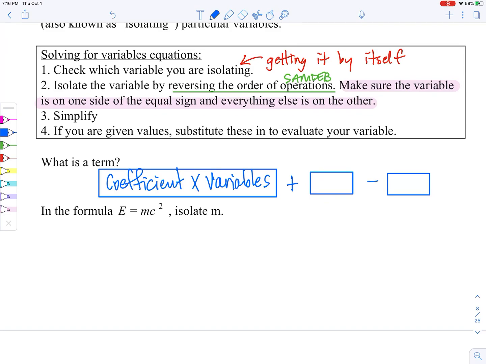So in the formula E equals mc squared, if I have a term on each side, I want to isolate m. That means I want to get m by itself. What's happening to the m? It's being multiplied by c squared, and we undo multiplying by dividing. So I'm going to divide both sides by c squared, and we'll get that m equals E over c squared.